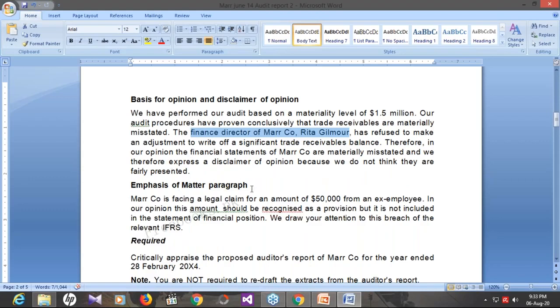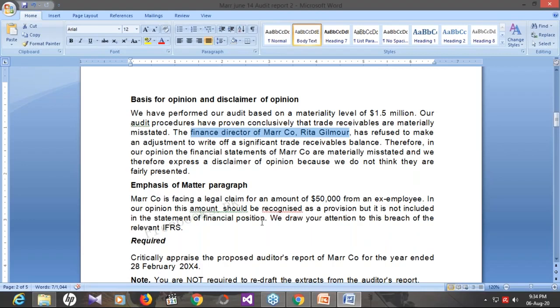Then we can see the emphasis of matter paragraph is written, and the issue of the case of 50,000 has been discussed here. And what he's suggesting is that in our opinion this amount should be recognized as a provision, but it is not included in the statement of financial position. This is very important: only those matters which are correctly recorded are included in an emphasis of matter paragraph. If they are not correctly recorded, they should be discussed in the opinion paragraph or basis of opinion paragraph. Only those points that are correctly recorded by the management but that the auditor needs to emphasize are included in this paragraph.